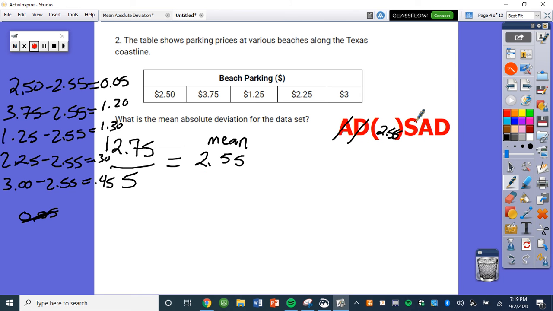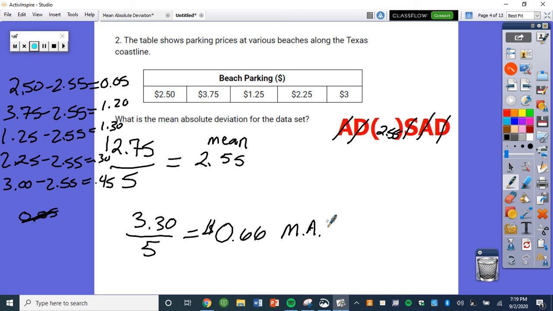So I've subtracted. Now I'm adding again. $3.30. Now I'm going to divide one last time. Divide by 5 because there's 5 points. And that should give me 66 cents. Okay. And this is your mean absolute deviation.